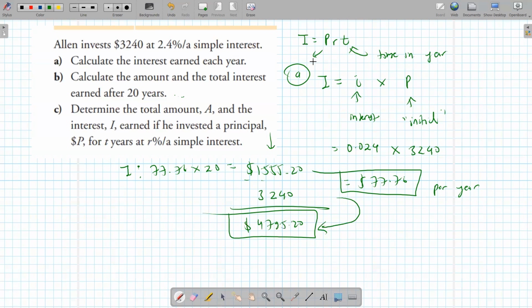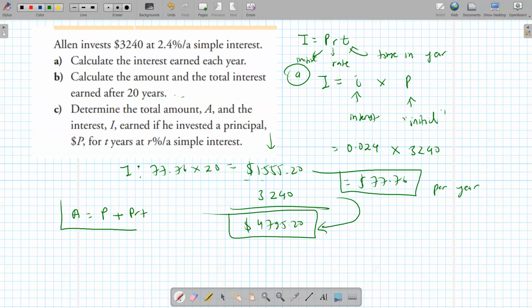P is the principal amount, the initial amount, and R is the rate in decimal. So that's the formula for the total interest over whatever time. What about the formula for the total amount? It's going to be the initial amount that you put in, the principal, plus the interest, PRT, and there we go.